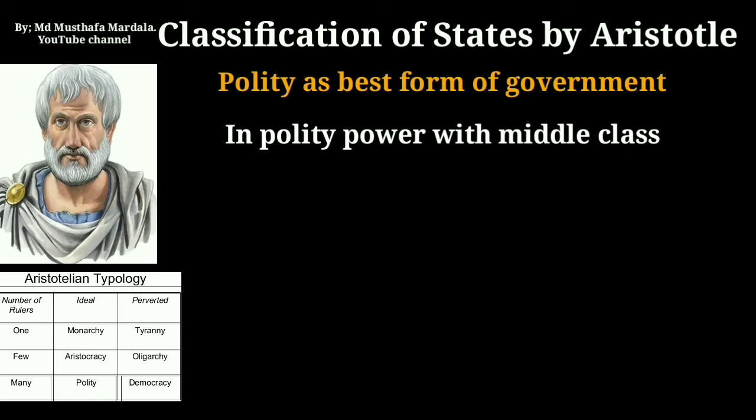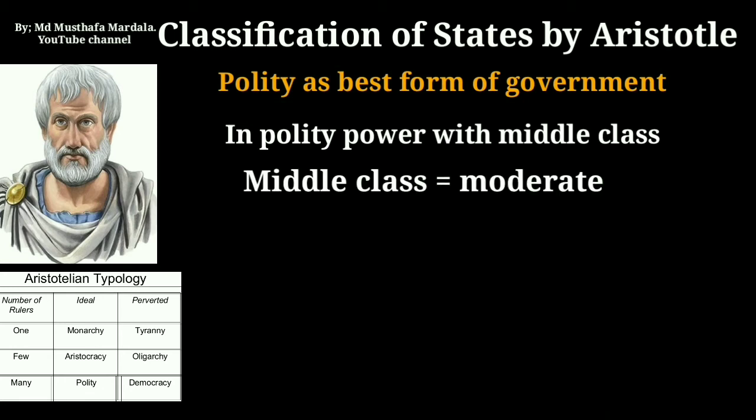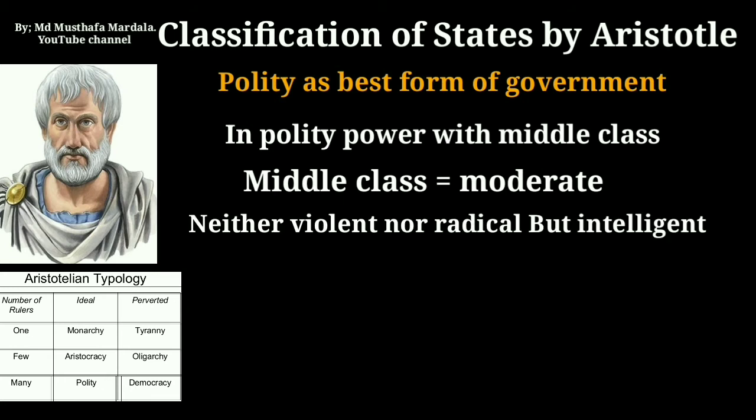He believed that the middle class possesses moderate qualities of head and heart. According to Aristotle, the middle class is neither violent nor radical. Moreover, the people of the middle class are intelligent. That's why the great statesmen and the lawmakers used to be from the middle class.